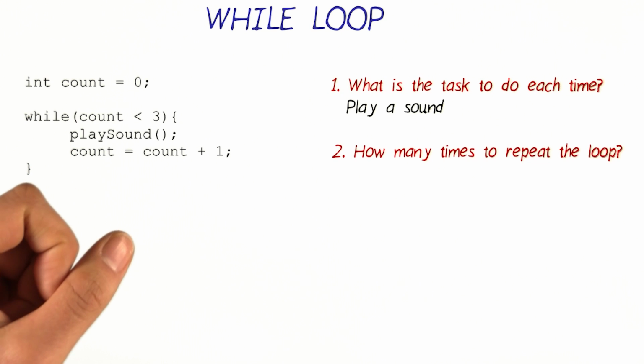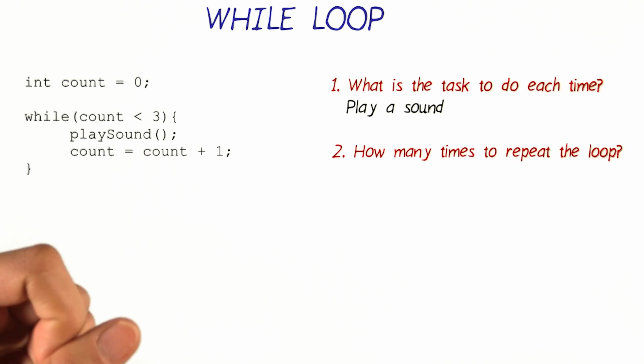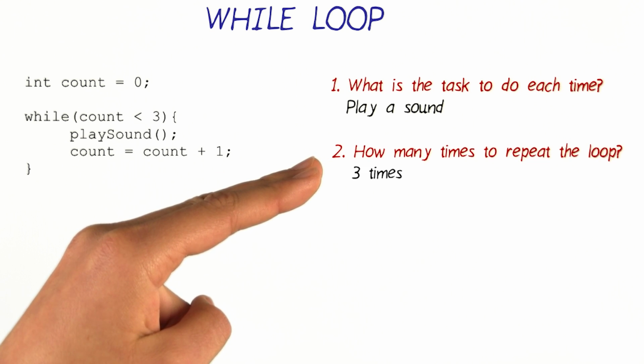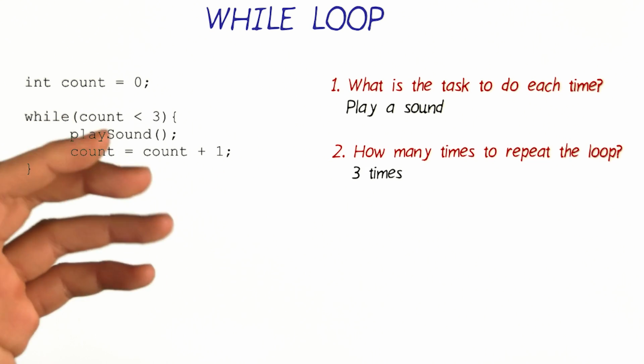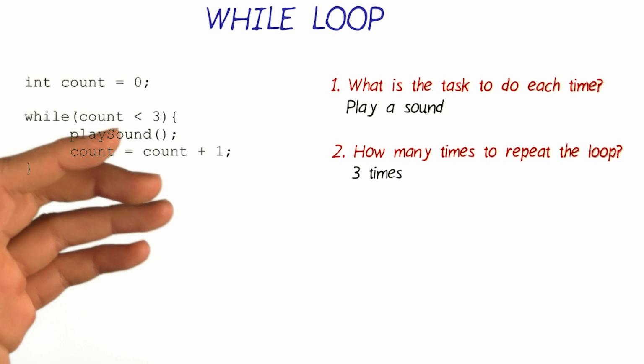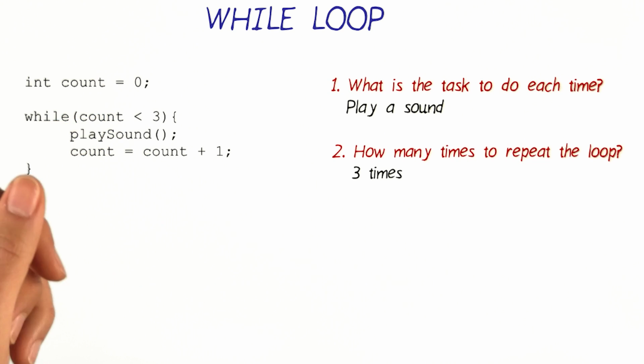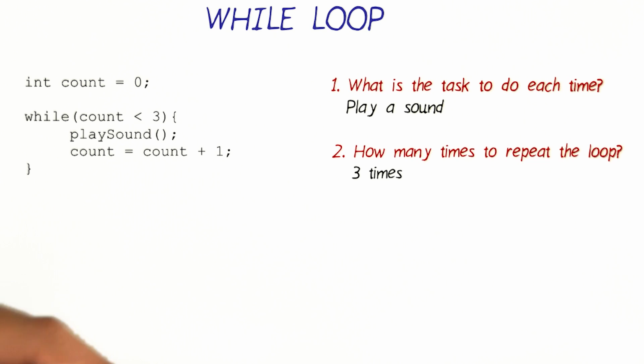To figure out the condition, we ask ourselves the second question. How many times do we repeat the loop? And for example, we say we want to repeat it 3 times. If that's the case, we can make the condition to be that the count variable must be less than 3. So this is assuming that the count variable is initialized at 0 and then is updated each time.